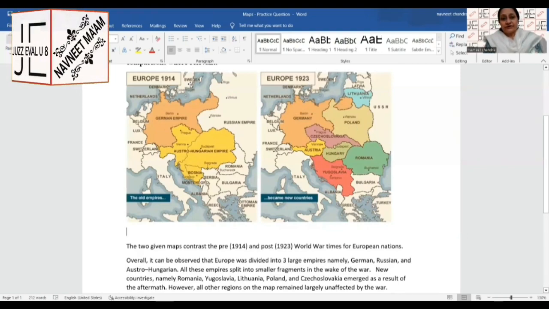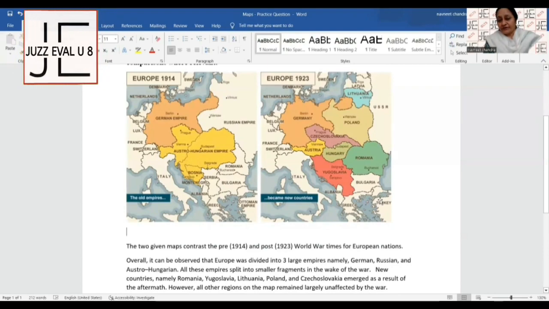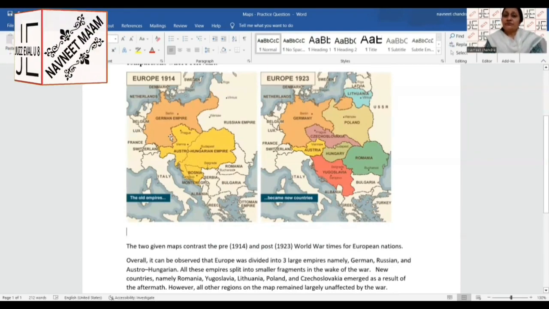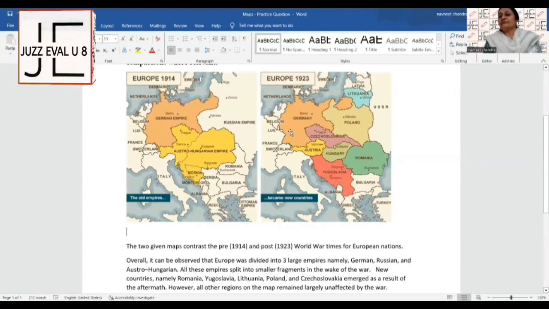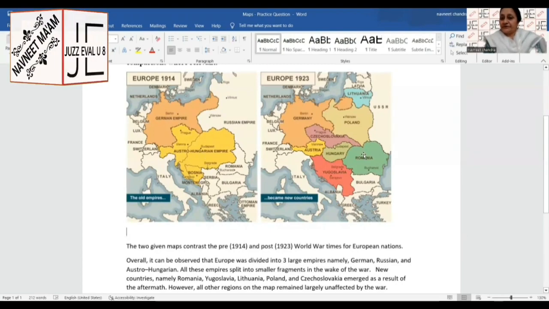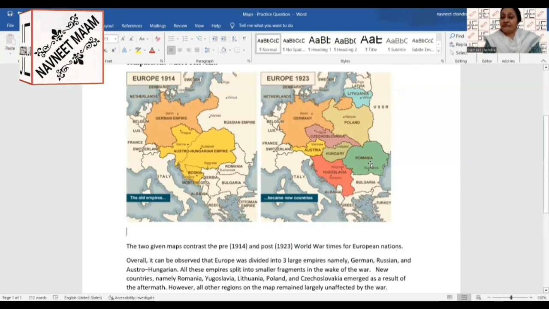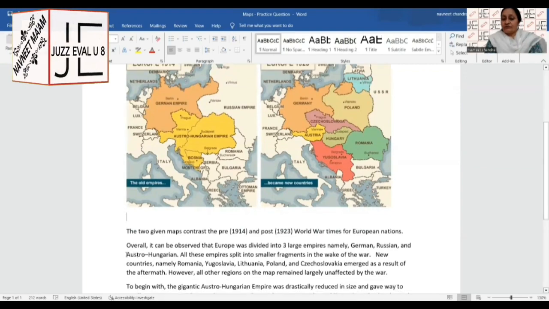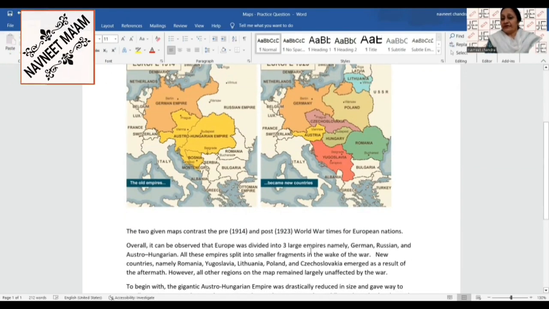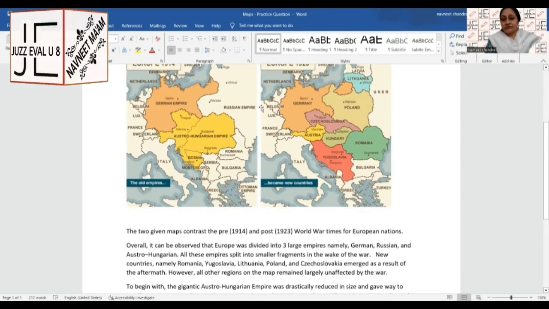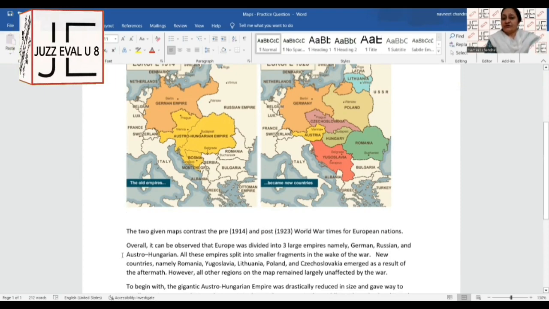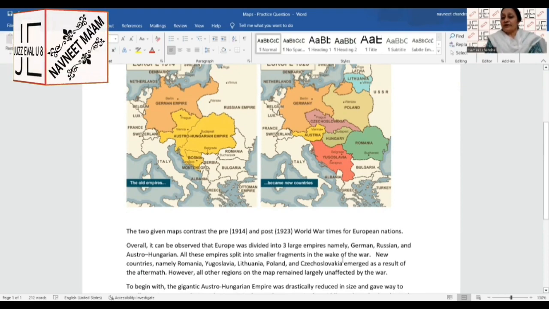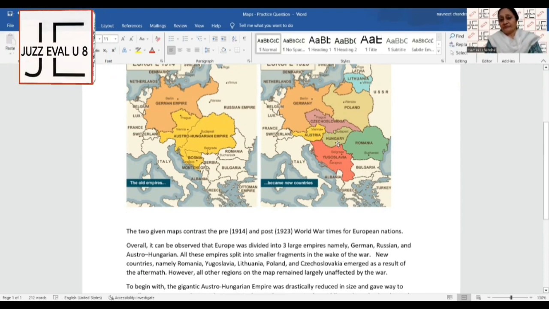If you see, in some countries, no changes have come about. In the north and the south, there have been no changes. But where there were empires, those have broken down into different countries. Some empires have gained some territory, whereas some empires have lost. So overall, it can be observed that Europe was divided into three large empires that we've already seen, namely German, Russian, and Austro-Hungarian. Then all these empires split into smaller fragments in the wake of the war.